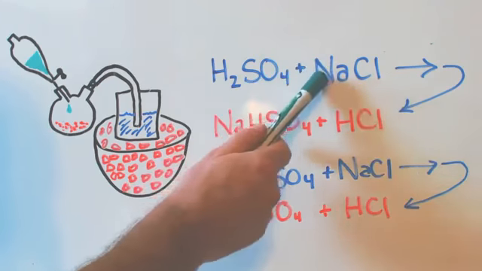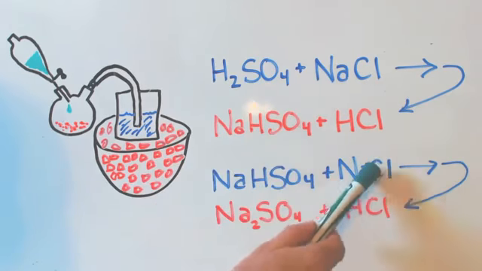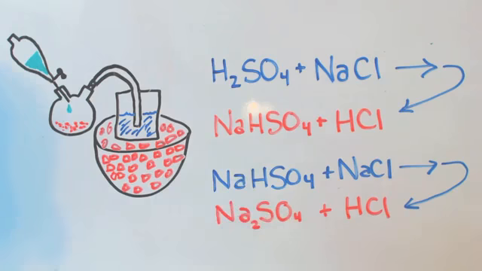So if you're going to heat it up, you're going to need 2 moles of this: 1 mole to take it to here, and another mole of sodium chloride to get it to here, right? And that's basically it on the HCl.